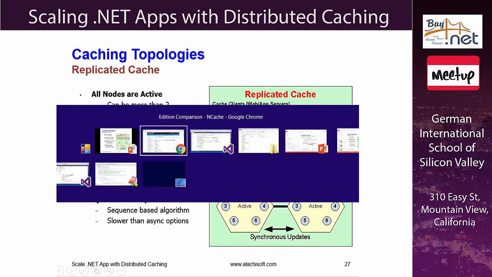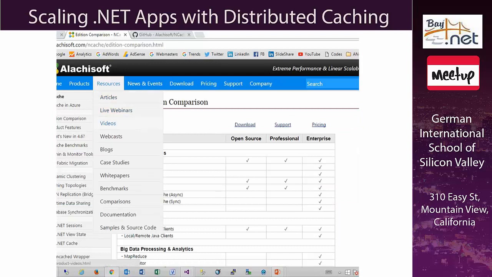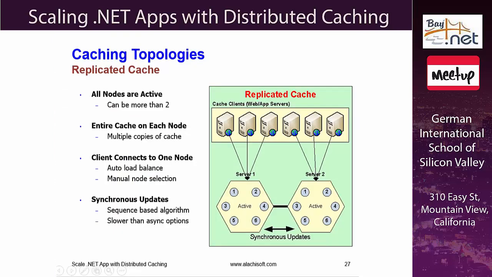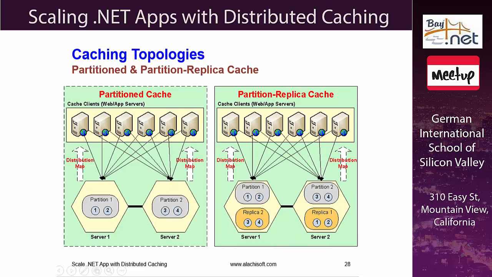In fact, let me quickly give you the numbers, or maybe let me just come back to this. The third topology and the fourth is called partition and partition replica. Partition topology is where the entire cache is broken up into partitions, and the more servers you have, the more partitions you have. And there's a distribution map that gets created at runtime dynamically. A distribution map is like a bucket map. It tells the clients which bucket is in which partition, and what's the hash map value range of each bucket.